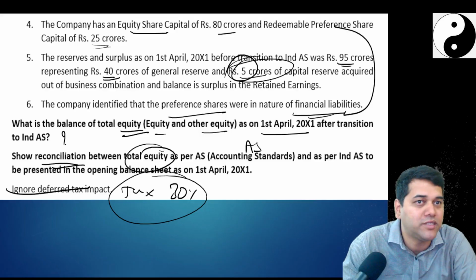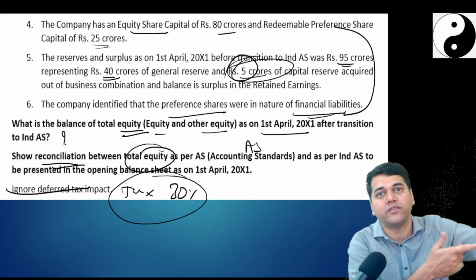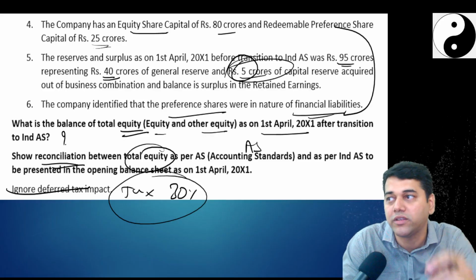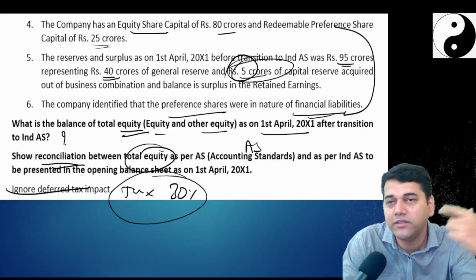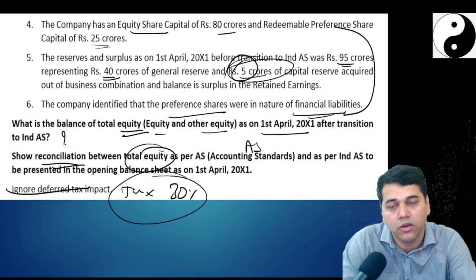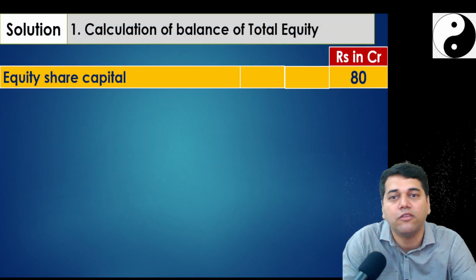Because it is a standalone chapter, you cannot expect it to assume what is applicable there. They would have told you specifically what is acceptable and what is not deductible. So from that you would have easily understood the deferred tax related issues. Clear? Okay, first thing we will do the calculation of the total equity.